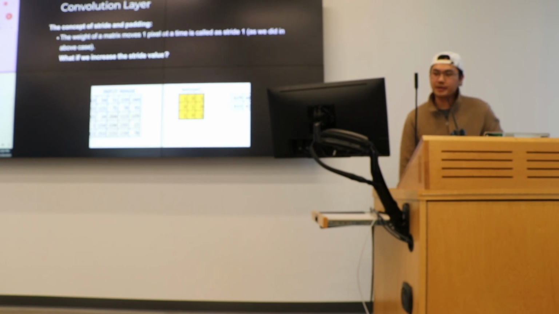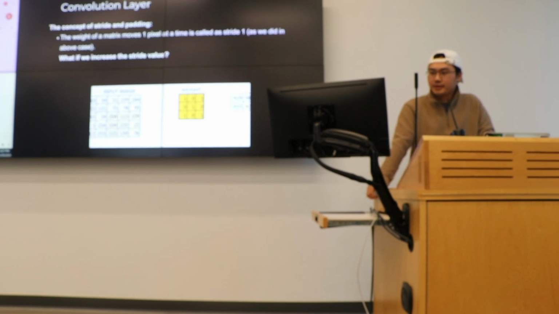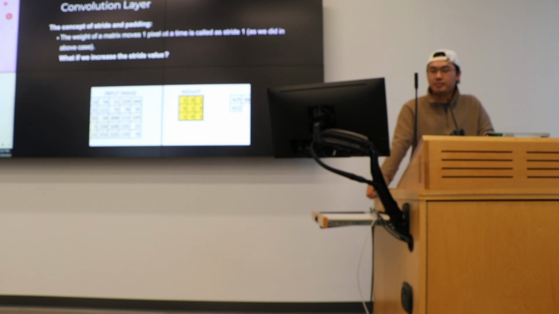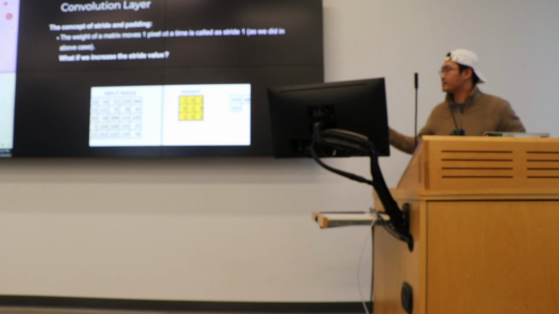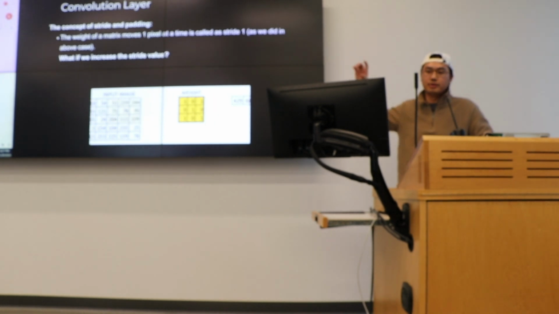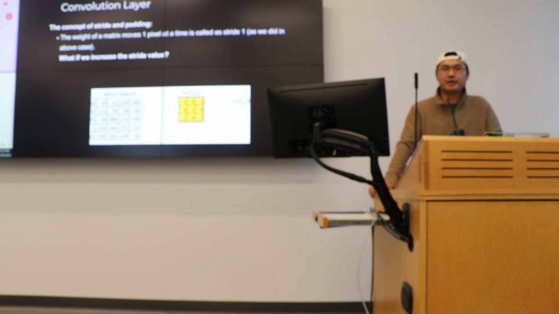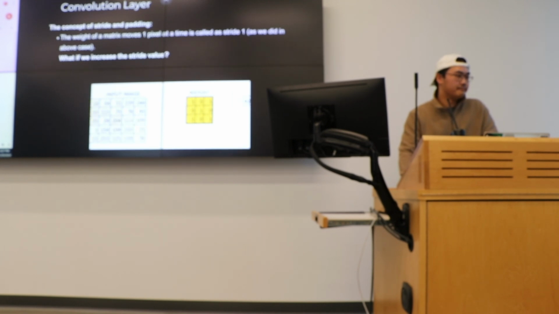All right, now we'll get into a little more about the concept of so-called stride and padding. Essentially the weight matrix, which is our kernel here, moves one pixel at a time, and we'll call this stride 1. We see it in this animation down here. It's just sliding across one by one, row by row. A question I have is, what if we increase the stride value? What do you think would happen? Anyone have any idea?